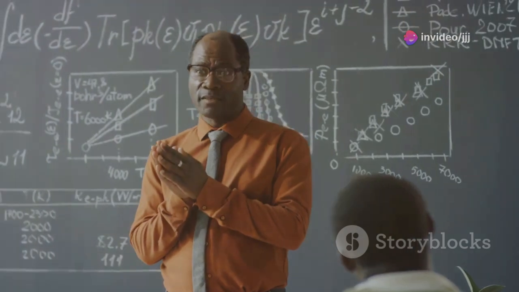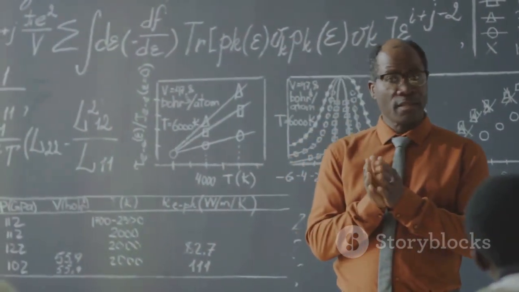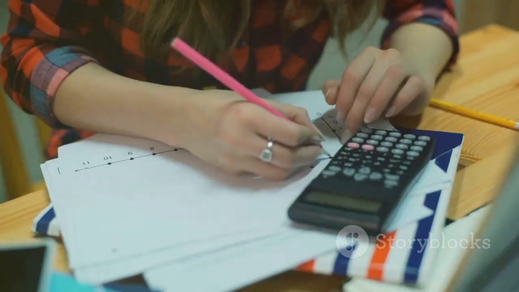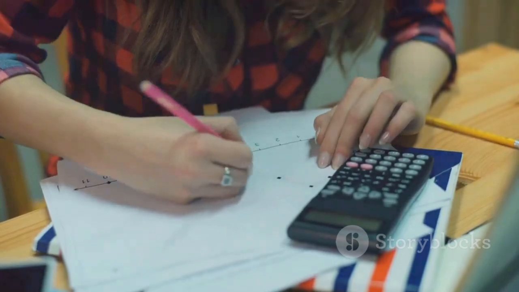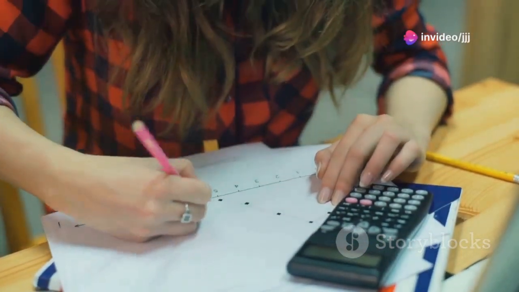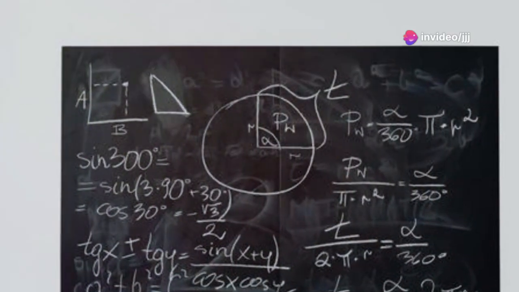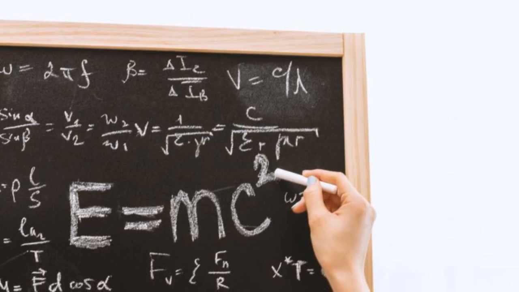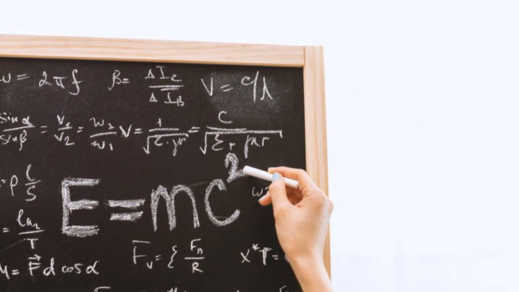Section 7. The limits of dimensional analysis, where intuition takes over. While dimensional analysis is a powerful tool, it's important to remember that it has its limitations. It cannot tell us everything about a physical system. Here are some limitations of dimensional analysis. It cannot determine dimensionless constants such as pi or e.